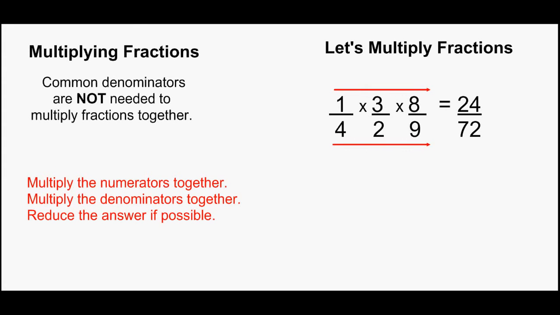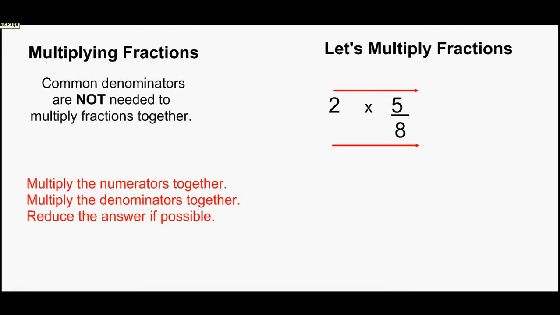You can follow the same process to multiply three fractions together. Let's multiply 1/4 times 3/2 times 8/9. First, multiply the numerators together. 1 times 3 times 8 equals 24. Then multiply the denominators together. 4 times 2 times 9 equals 72. Our answer, 24/72, can be reduced to 1/3.